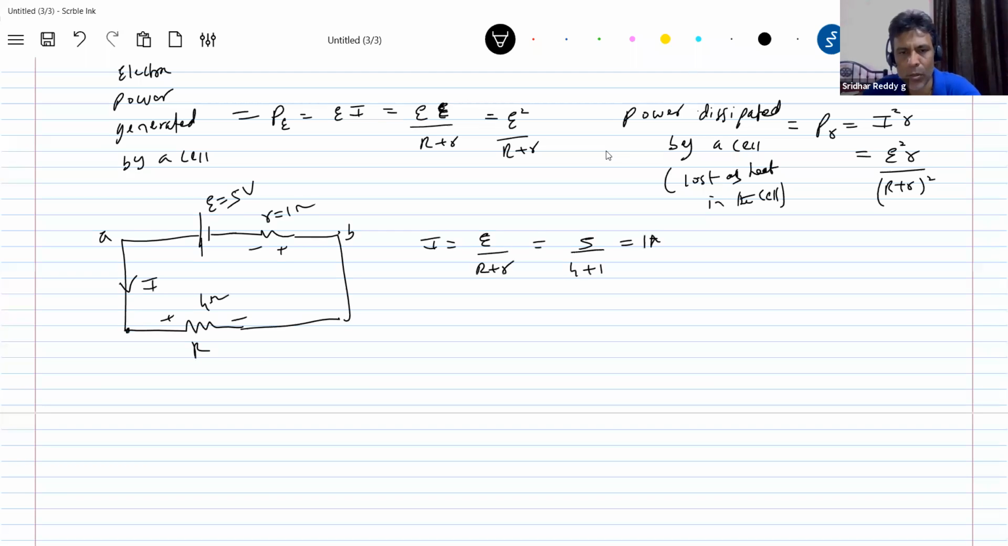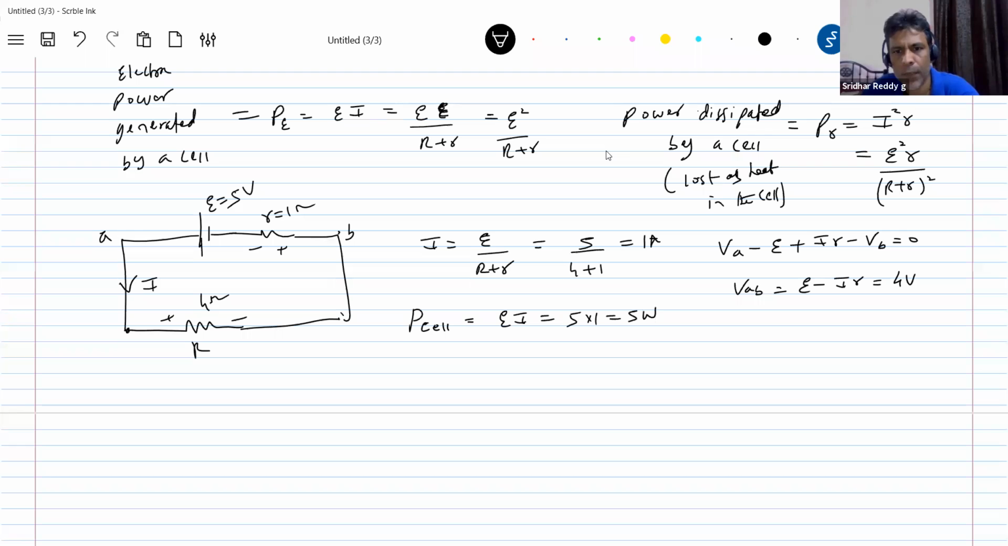Let's calculate the terminal voltage. We write VA minus E plus Ir minus VB equals 0. So VAB equals E minus Ir, which should be equal to 4 volt. Now the power generated by the cell should be equal to E into I. E is 5 and I is 1 ampere, so 5 watt. For every 1 second, 5 joules will be generated.